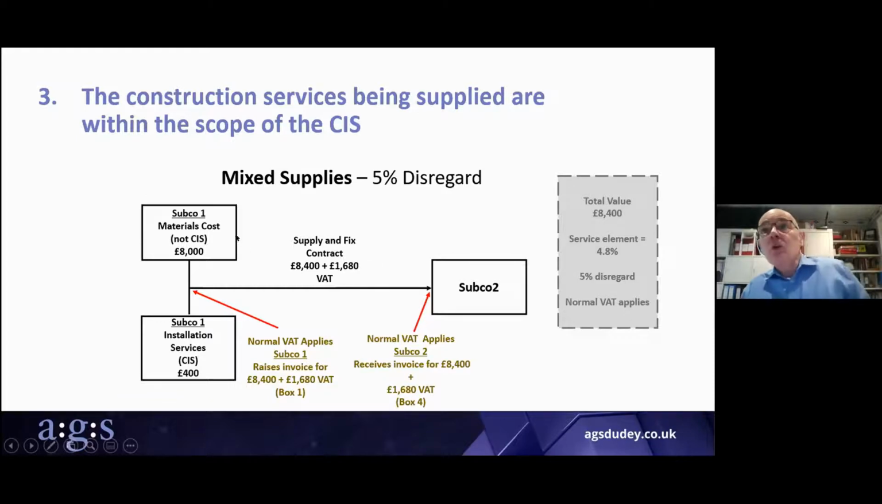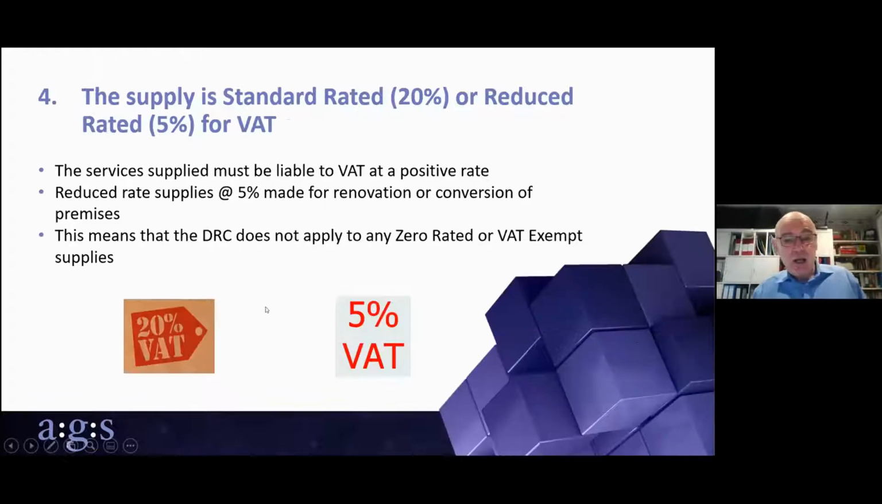Well, all right, all of those last slides have dealt with condition 3, the type of transaction which is subject to the reverse charge. We'll move on now to number 4. And that is that the supply we're looking at has got to be either standard rated at 20% or reduced rated at 5%. The reason for that is that there's got to be a positive rate of VAT. If there's no VAT there, as we've seen, there isn't any risk.